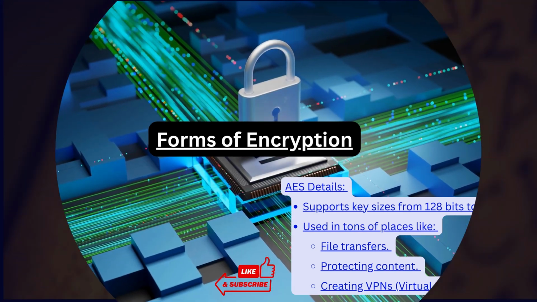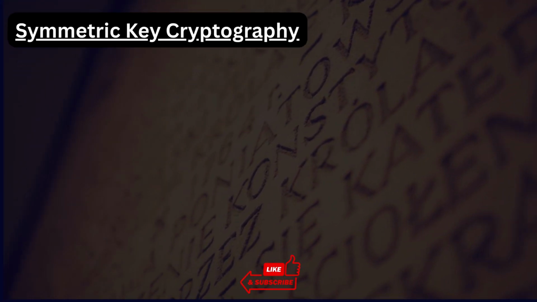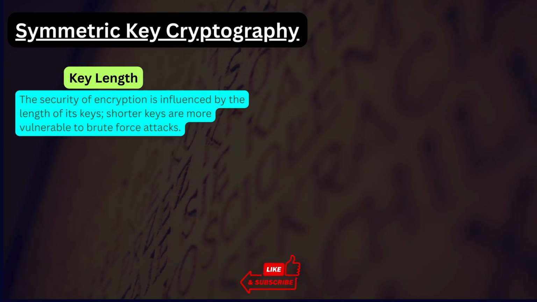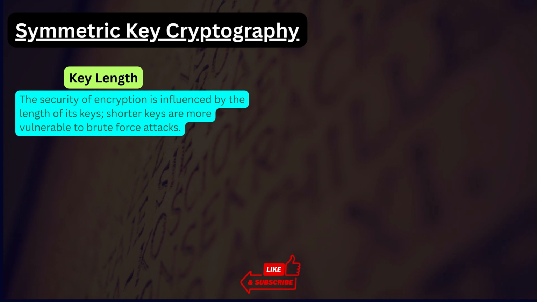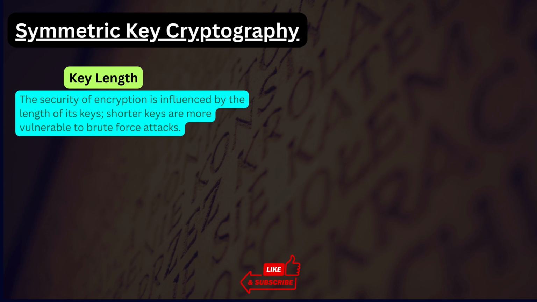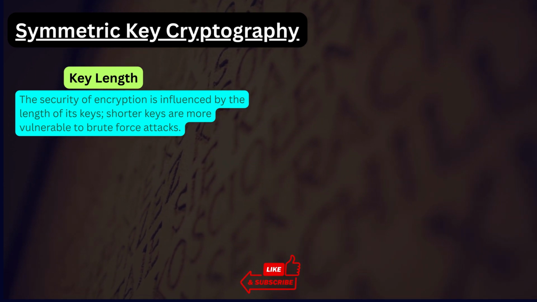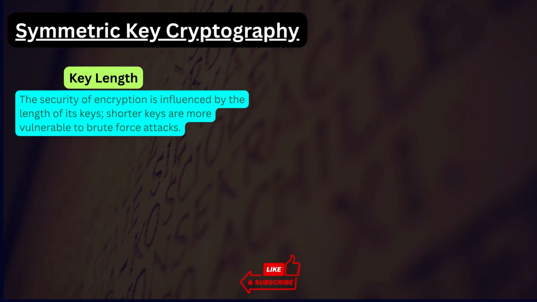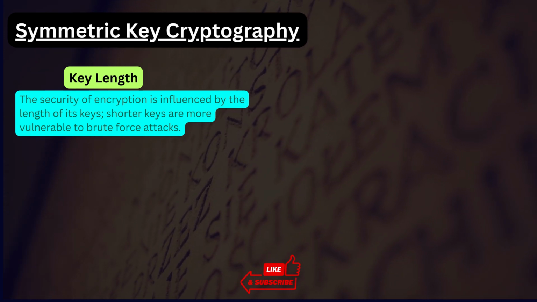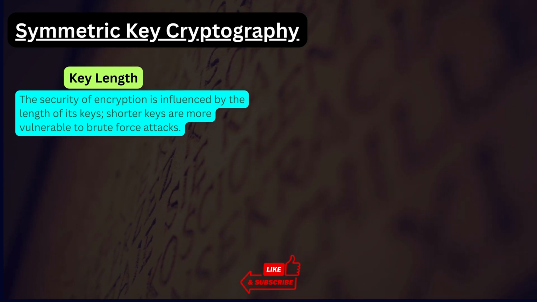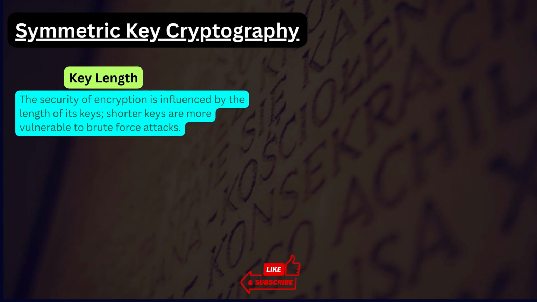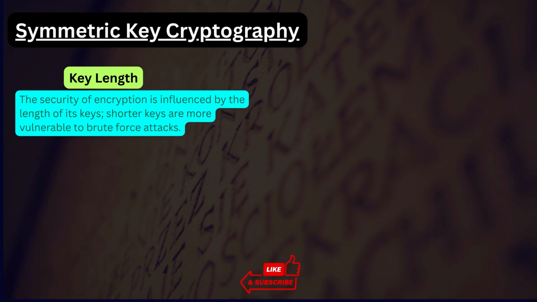Moving next, let us talk about symmetric key cryptography. Key length matters. Let's talk about something that makes or breaks your encryption, key length. In symmetric encryption, the length of the key directly affects security. Shorter keys? Easier to crack. A simple brute force attack can break weak keys in no time. The longer the key, the harder it is to guess, and the more computing power an attacker would need. So if you're still using 56-bit keys in 2025, you're basically inviting hackers in with coffee and snacks.